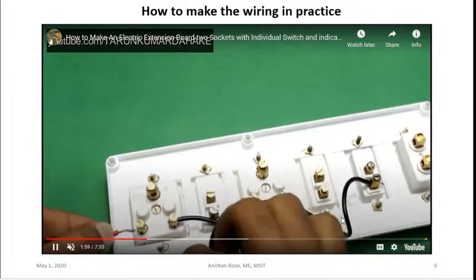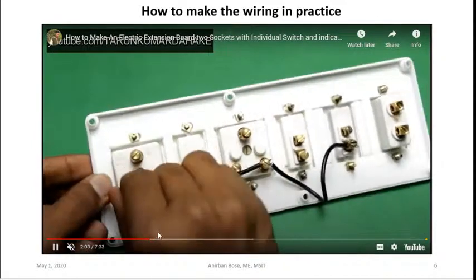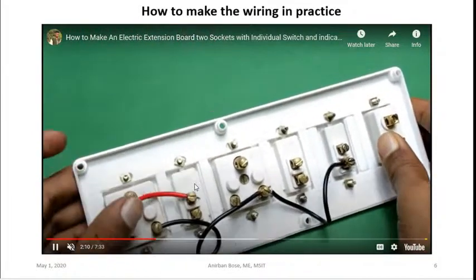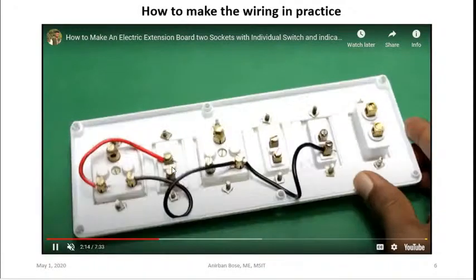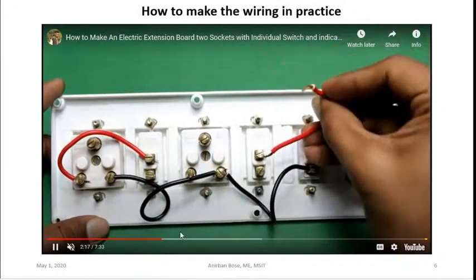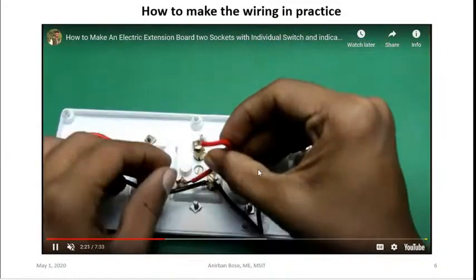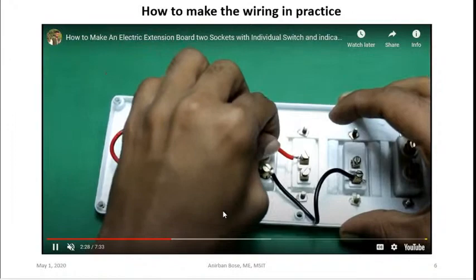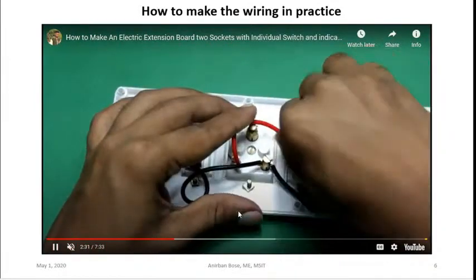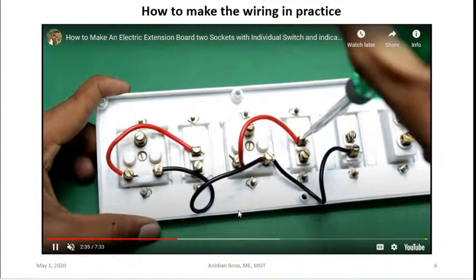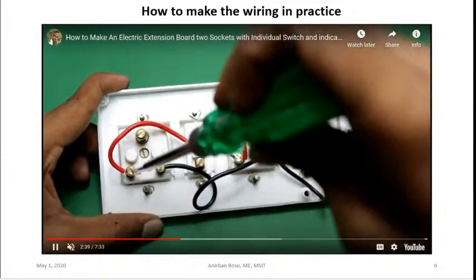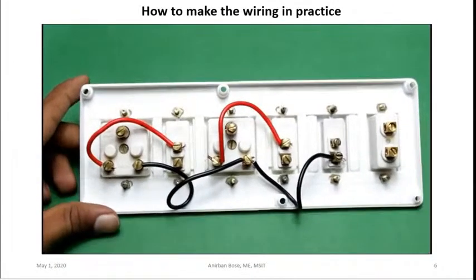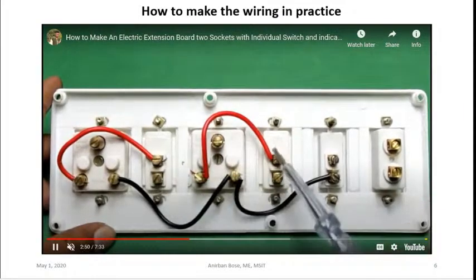Now you see the other end of the socket. You know that the live line is coming from the switch. Maybe at this end the live line is coming into the switch, and that is connected to this end of the socket. Similarly, from the switch the live line is coming to the other end of the socket. And you see how these nuts are actually tightened. Remember, you have to make this on your own, so see it carefully.